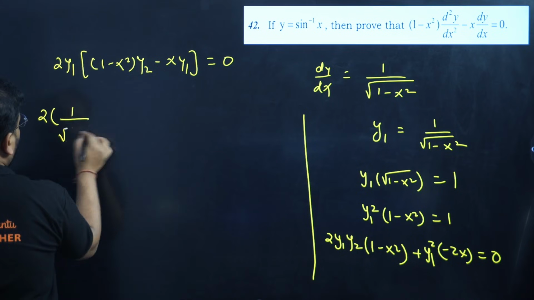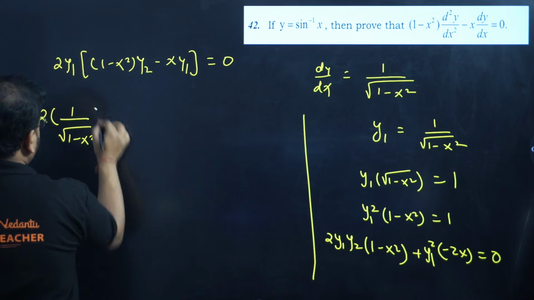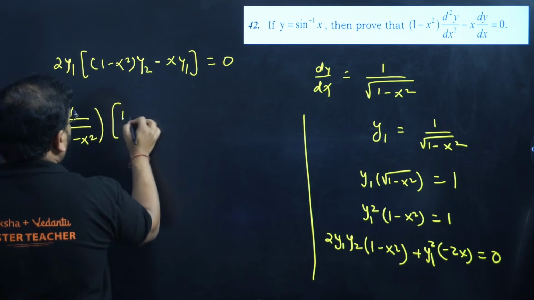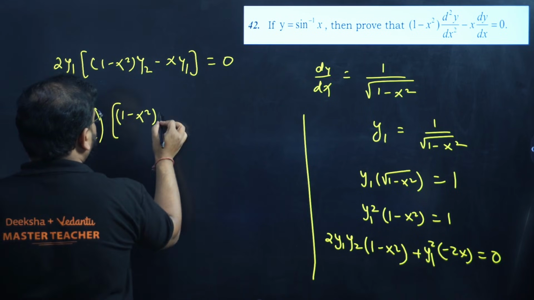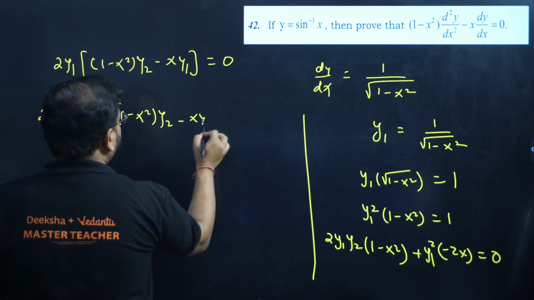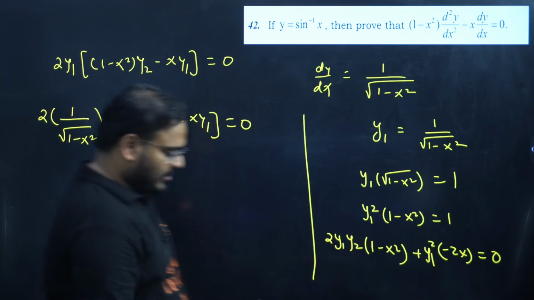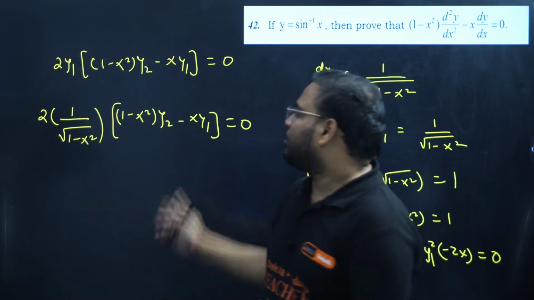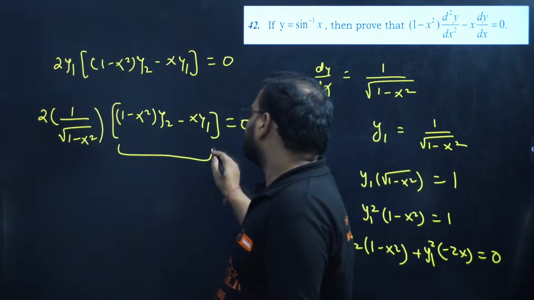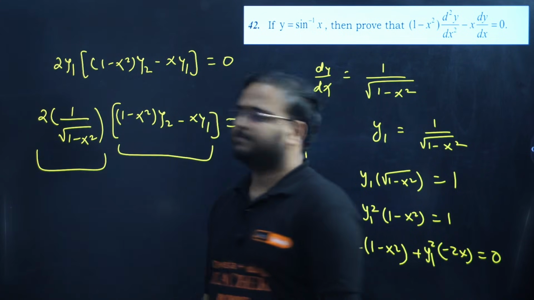1 upon root of 1 minus x square. And this is what we have: 1 minus x square y2 minus x y1 equal to 0. Now think logically. There are two factors over here. One factor is over here and the other factor is over here.